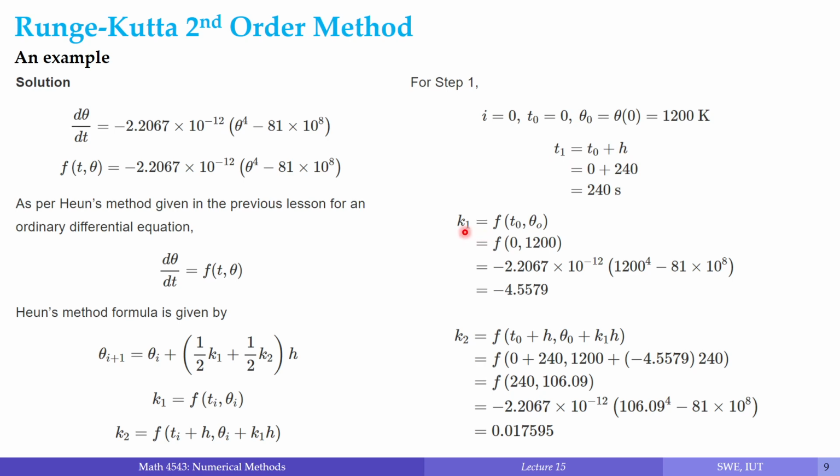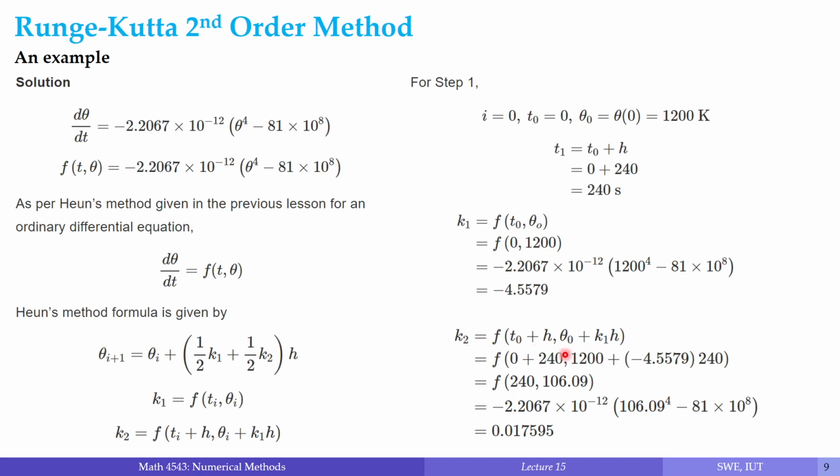And for calculating the value of k1, we find the functional value of the bivariate function f of t comma theta, which is this bivariate function over here, at the point t naught and theta naught. Okay, so we know our t naught to be 0 seconds, and we know our theta naught to be 1200 kelvins, right? According to our initial condition, if you plug them into your calculator, you'll get something like minus 4.5579.